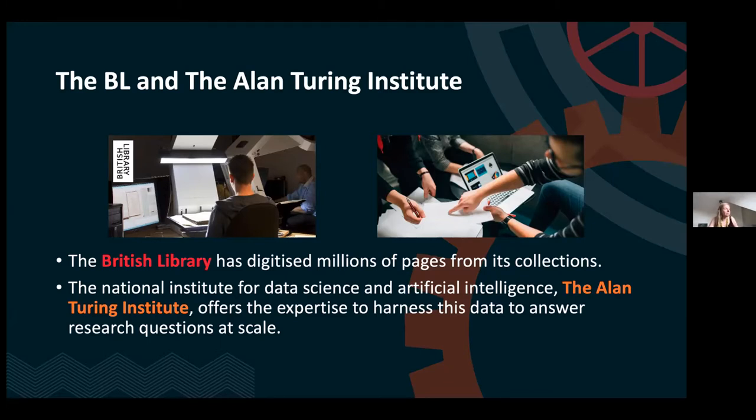So we began in 2017 with some discussions, putting together an initial bid, initially focused on the BL's digitized newspapers, which grew into this long bid document for a scheme that didn't exist. And then in 2018, a scheme that was relevant opened up and we were invited to apply.